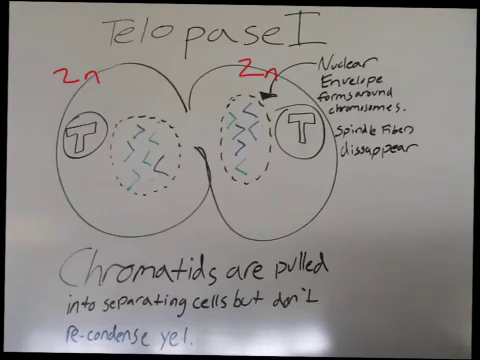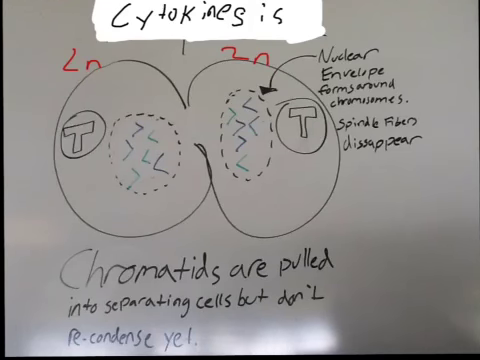In telophase 1, the homologous chromosomes move to the poles, and then each side has a haploid number of chromosomes. Cytokinesis occurs at the same time as telophase, and 2 daughter cells are produced, each with 1/2 the number of chromosomes as the parent cell.